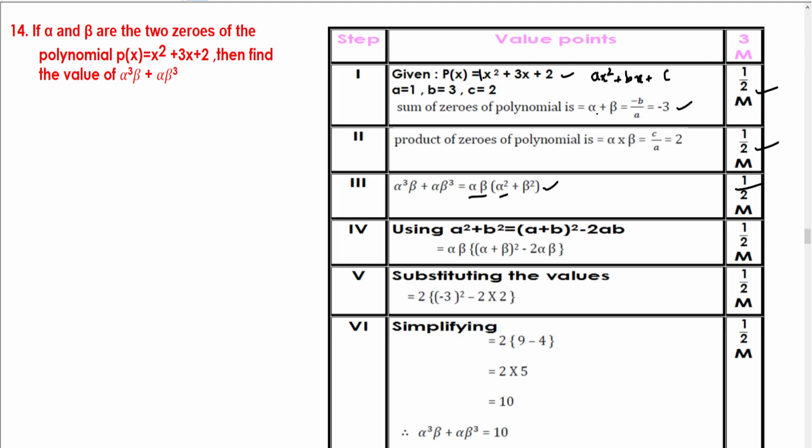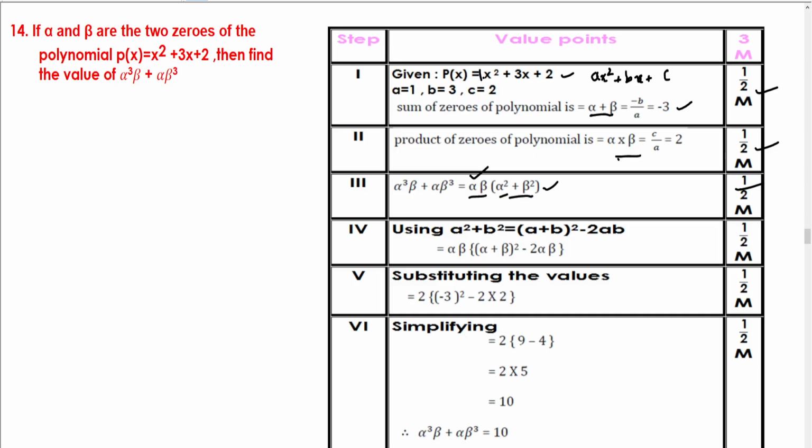But you know only the values of alpha plus beta and alpha into beta. Therefore, you have to use a simple formula in algebra: a square plus b square is equal to a plus b whole square minus 2ab. Here a is alpha, b is beta. I will rewrite this step 3 as alpha beta into alpha square plus beta square. You can apply it now. Here a is alpha, b is beta. You will get alpha plus beta whole square minus 2 alpha beta. For the application of this formula, you will get a half mark.